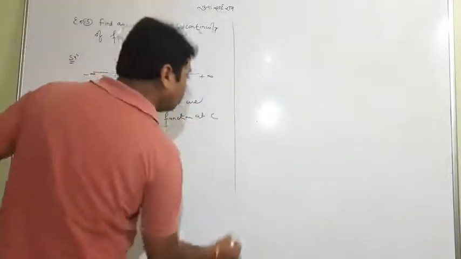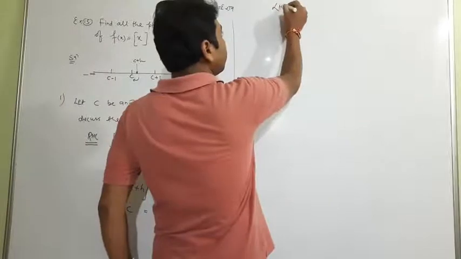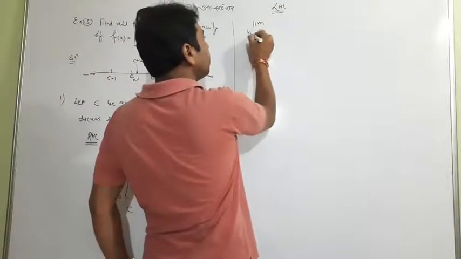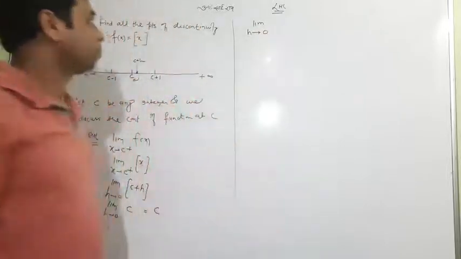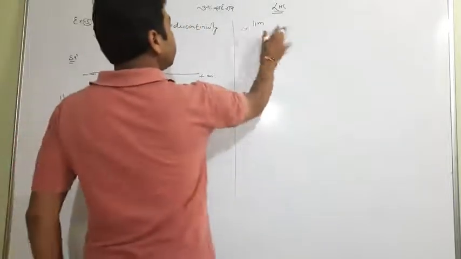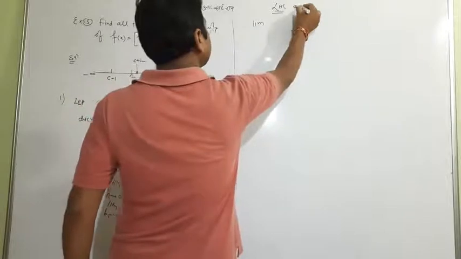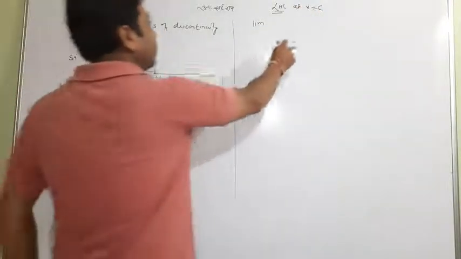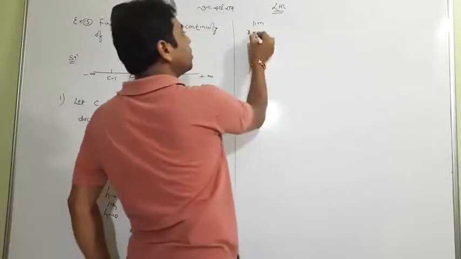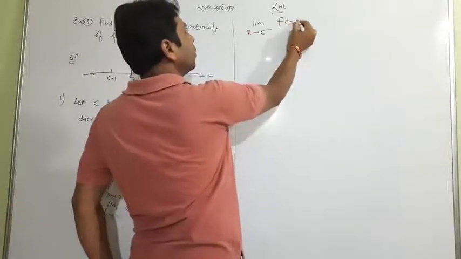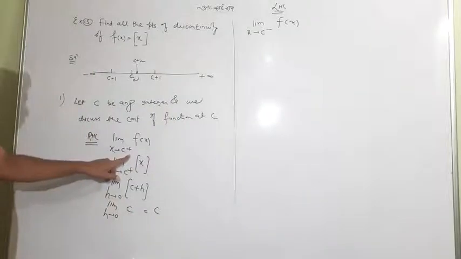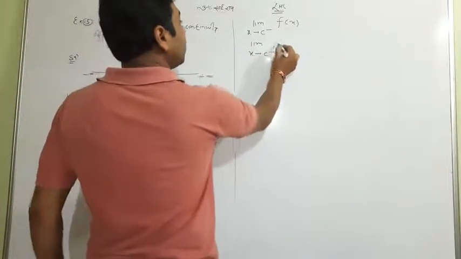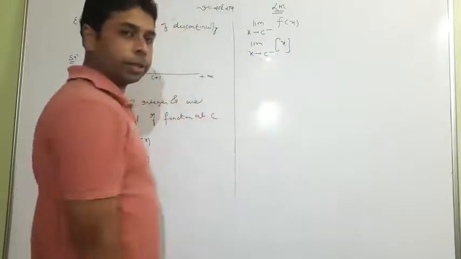Okay. Now I'll move on to the left hand limit. Look at it properly. We have the right hand limit at x equal to c. Now for the left hand limit, look at x tends to c minus. Earlier it was c plus. Now x tends to c minus, what is the function? Greatest integer function x.